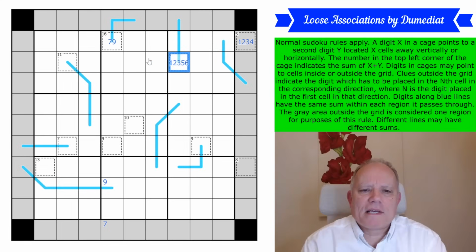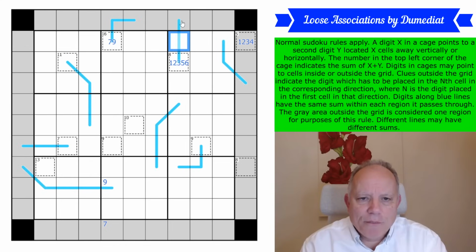Can we rule out 6? If that was a 6, this can't be a 1, because that would have to be a 1. It can't be a 2, because that would have to be a 6. It could be a 3 with a 9 there and a 9 there, and I can't stop that. So I didn't get very far there.